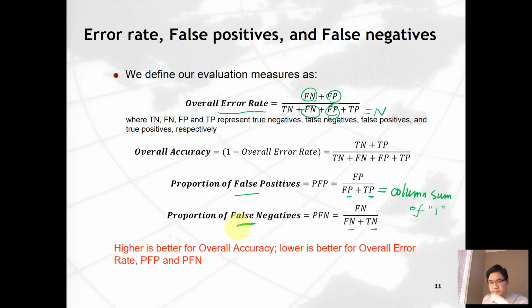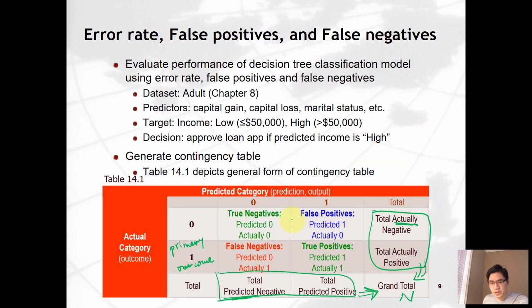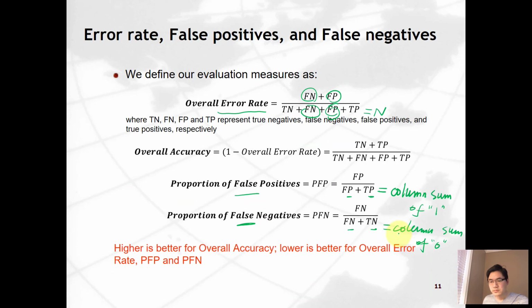And the proportion of false negatives would be the number of false negative errors divided by the column sum of the 0 column. Let me go back 2 slides. True negative plus false negative is the column sum of the column with 0 classification label. So now you have two types of errors: the proportion of false positive error, and the proportion of false negative error.